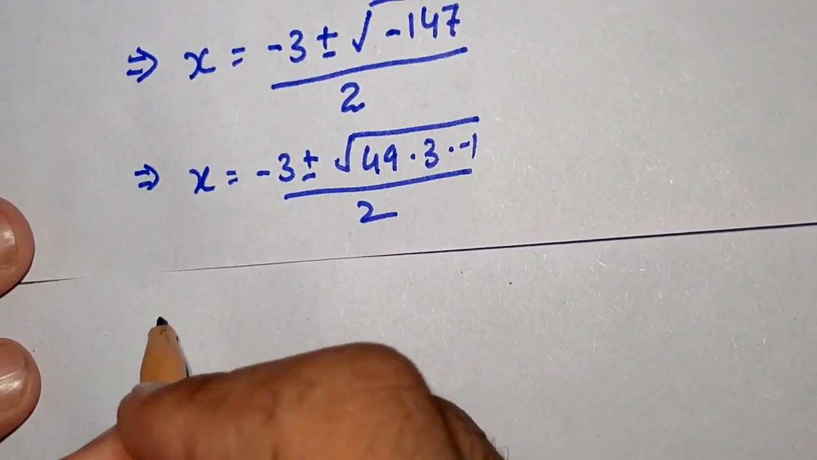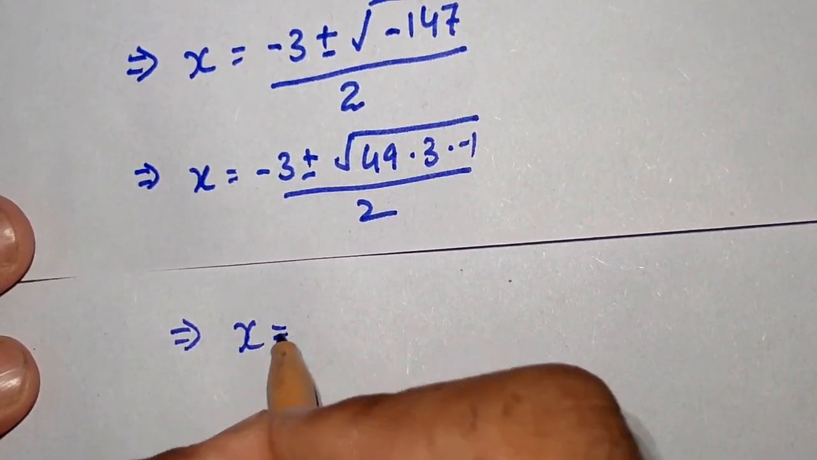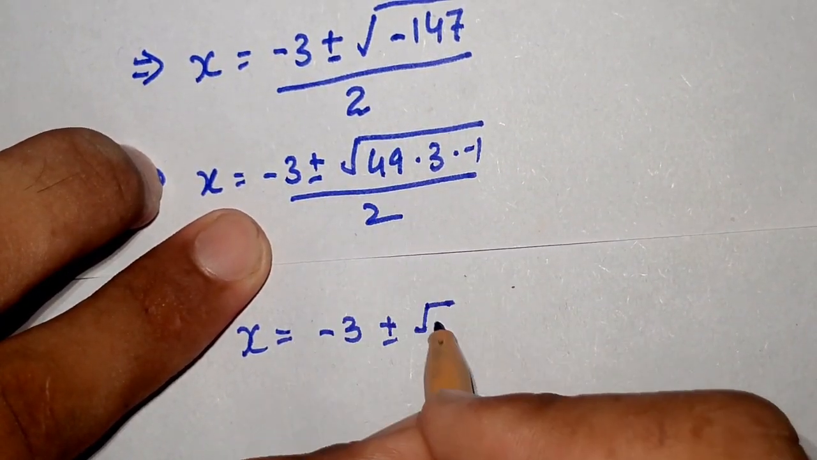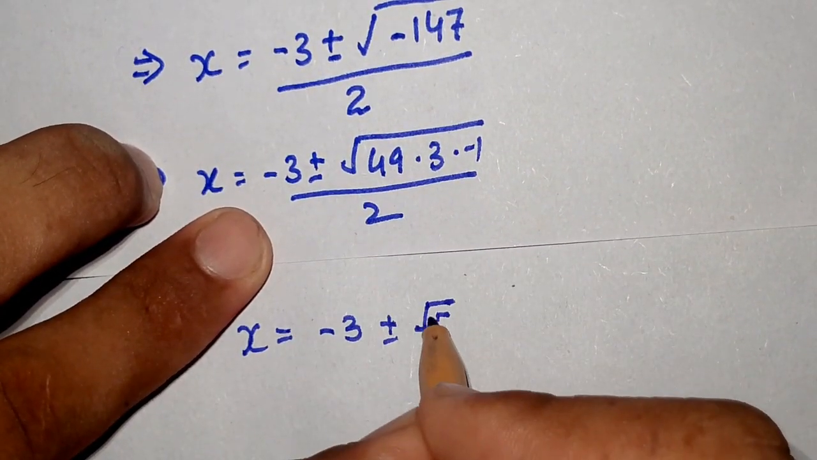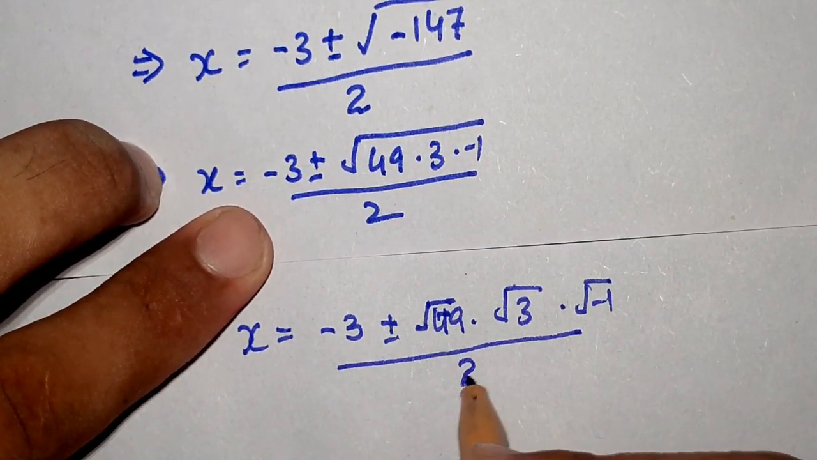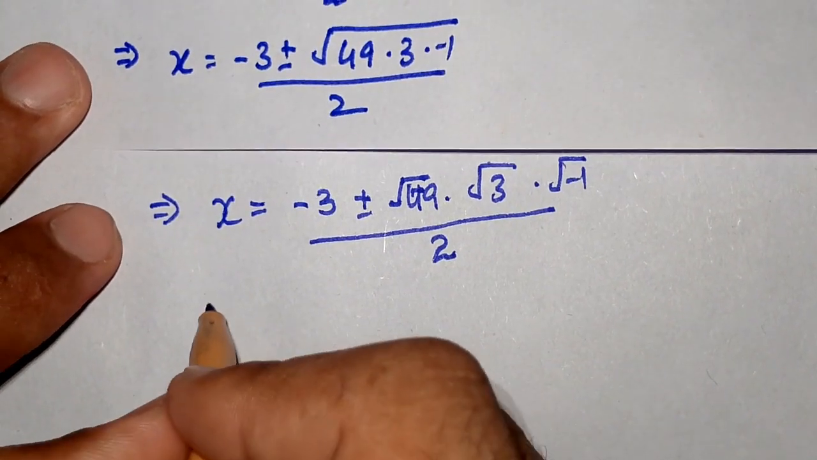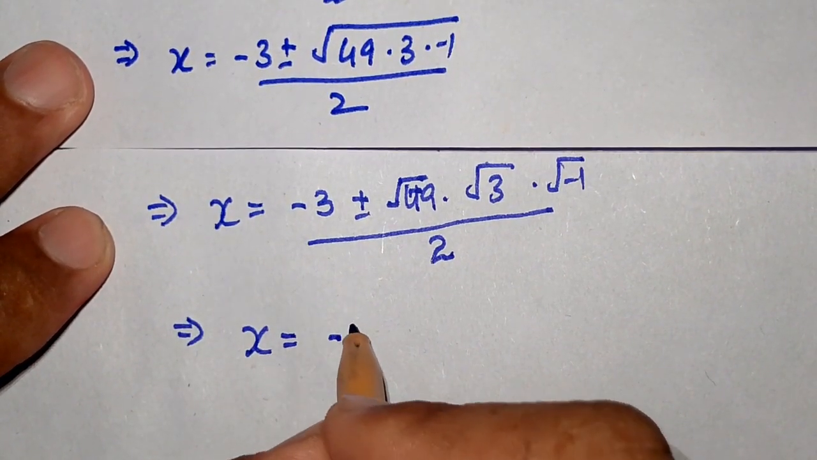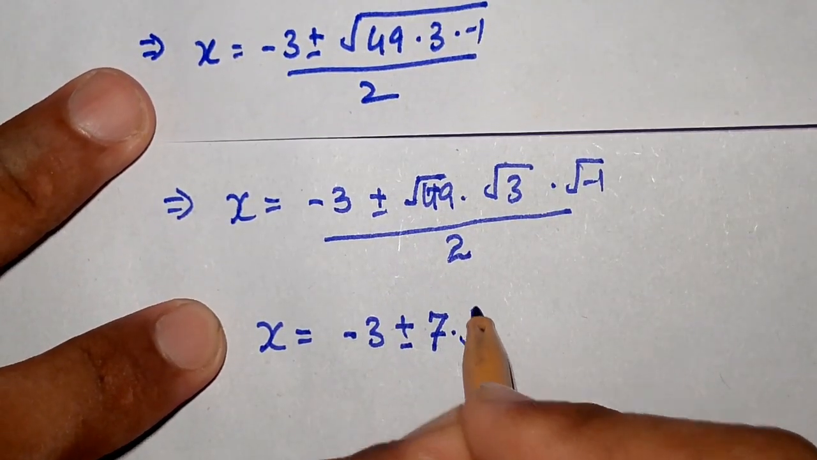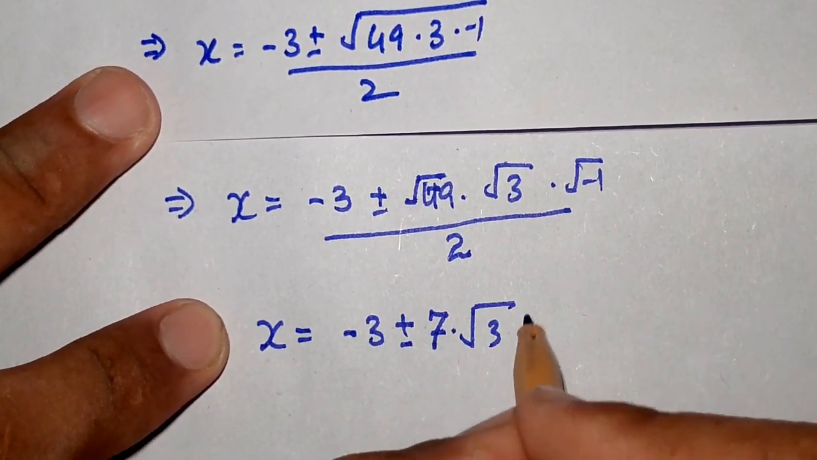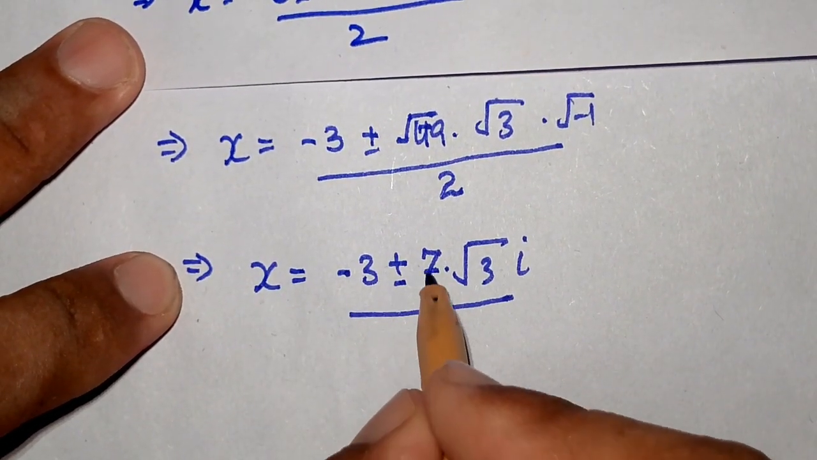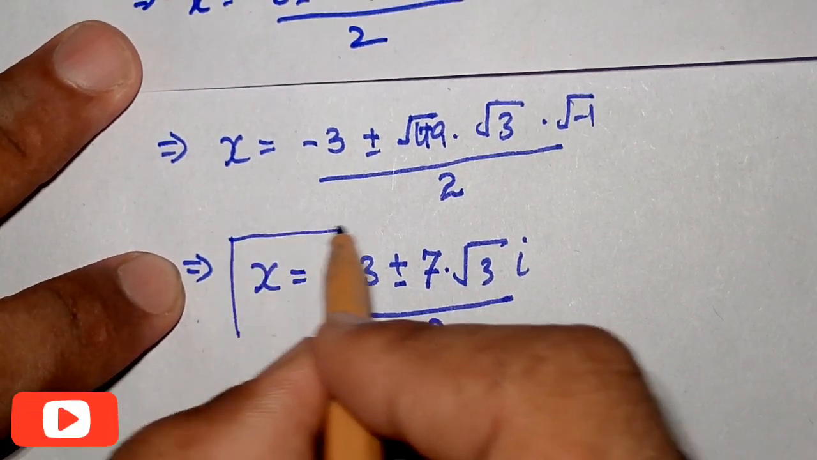x is equal to minus 3 plus minus, this is also in the form of 49, can be written as square root of 49 times square root of 3 times square root of minus 1 divided by 2. Now x is equal to minus 3 plus minus, square root of 49 is equal to 7, and this is times square root of 3, and square root of minus 1 is equal to i, divided by 2. So x is equal to minus 3 plus minus 7 square root of 3 i divided by 2. This is the second complex value of x.